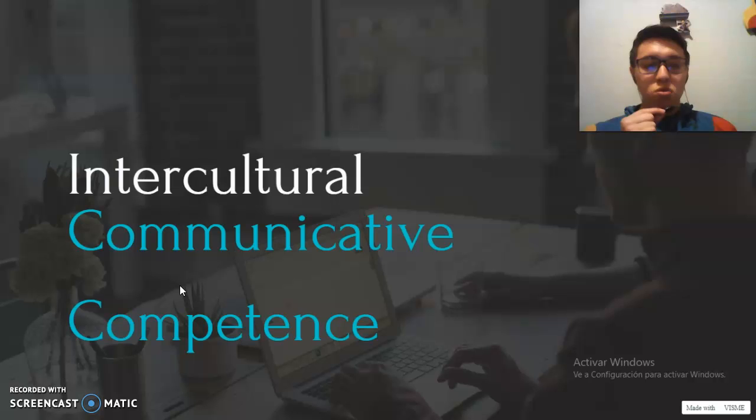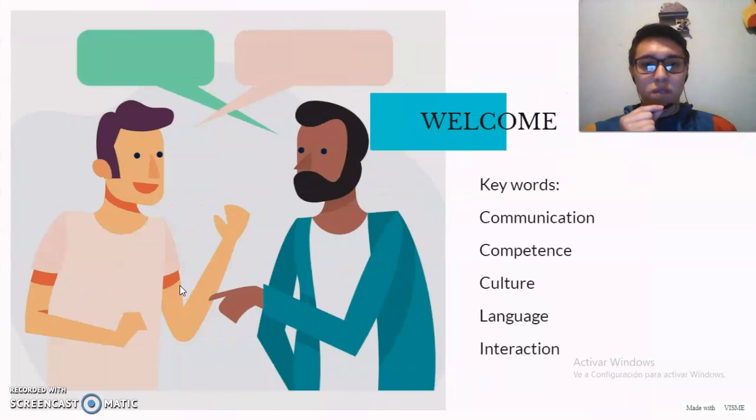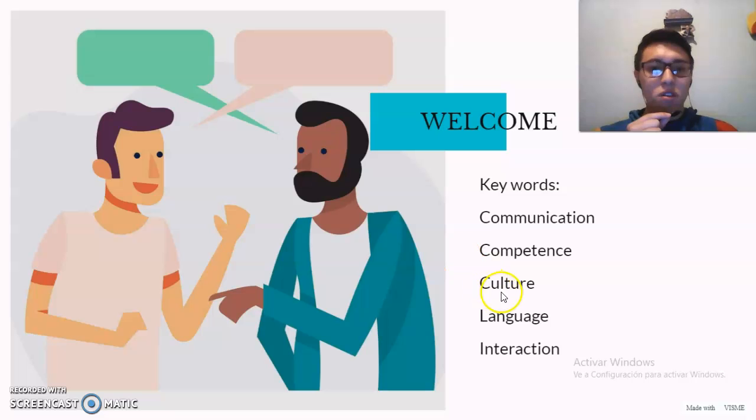So I decided to divide this topic into four terms, but first of all, it's essential to know these five key words. The first is communication, the second is competence, in terms of gaining knowledge or being competent in a field, in this case ICC. The third is culture. The fourth is language, that is native and non-native. And the last one is interaction. It could be face-to-face, online, synchronic, or asynchronic.